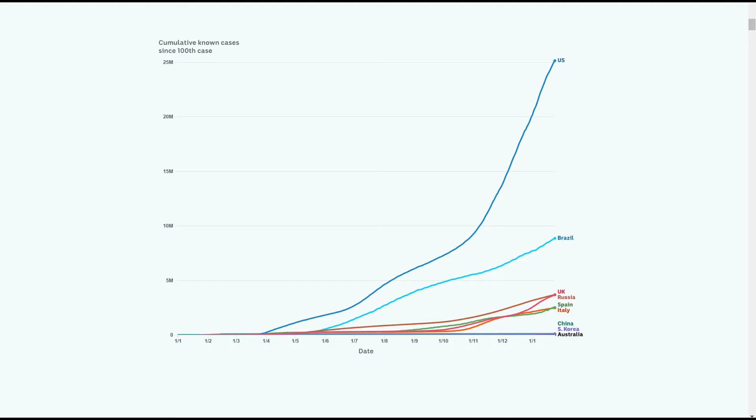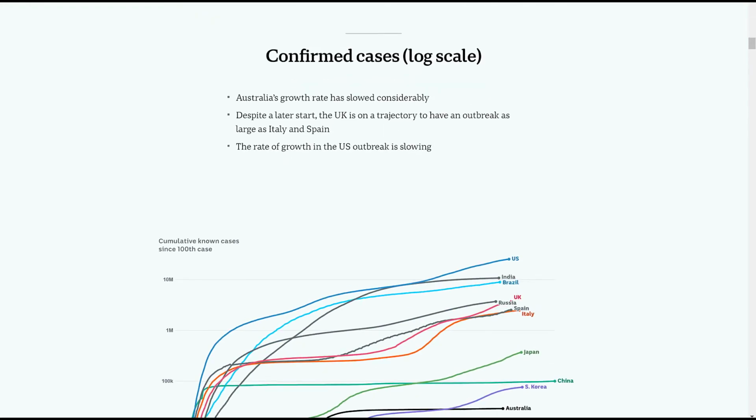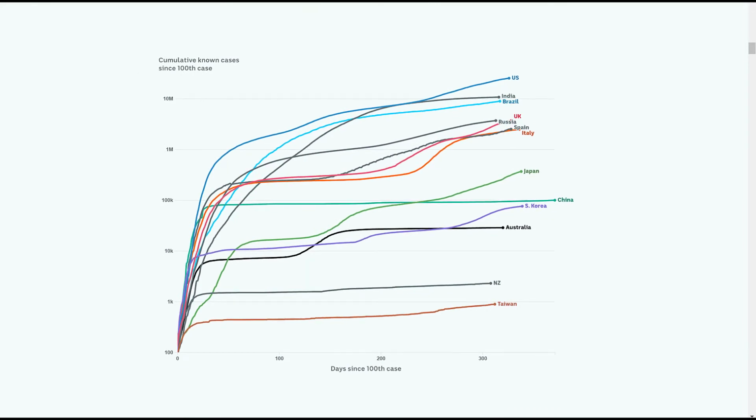So the solution here is, rather than use a linear scale on the vertical axis, and most of the graphs along this line that you see, if you look closely at them, are actually using a log scale. So I'm going to scroll down, it'll show the same data in a log scale. And so here, now you can see how we can see the difference between the different countries.